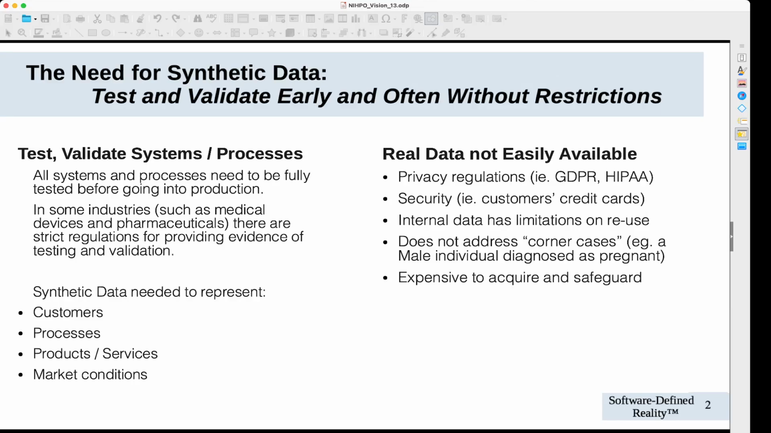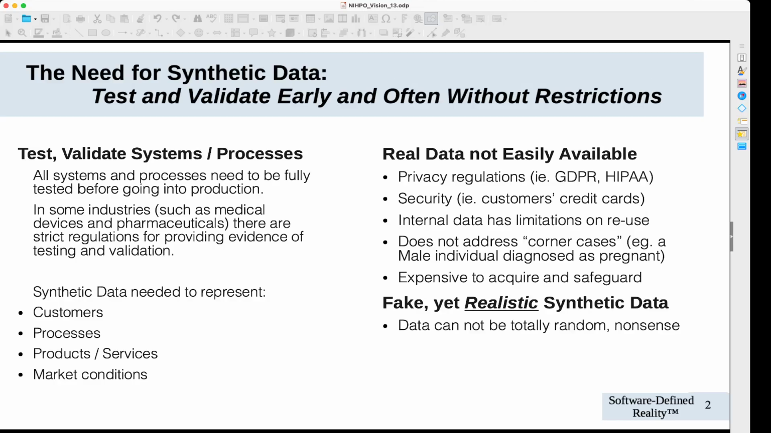And also, real data is expensive to acquire, and then you need to safeguard that data. Therefore, we need to find a way to build fake but realistic synthetic data. Data cannot be totally random or nonsense data. It needs to be useful for testing purposes, obviously.